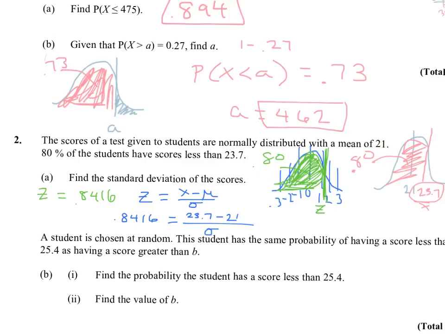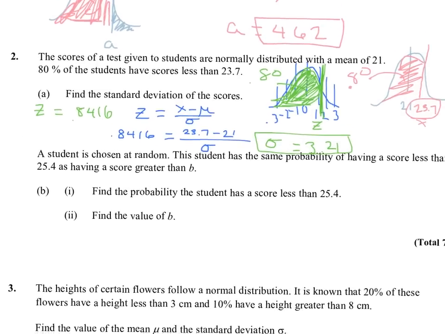Now all we have to do is solve that equation. Multiply both sides by sigma, and then divide by 0.8416. When we do that, we get our standard deviation to be 3.21 if we round to three significant figures. So once we've done that, the rest of the problem is not a big deal.